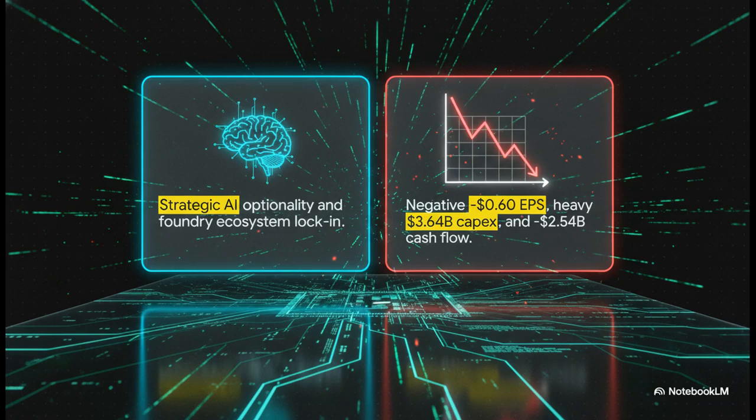But let's look at the bearish reality check. Despite the whole strategic AI optionality and foundry ecosystem narrative, the company is still wildly capital-intensive. They're burning massive amounts of cash, posting a latest quarterly free cash flow of negative $2.54 billion, driven by heavy capex of over $3.6 billion. Add in a negative trailing EPS of 60 cents, and it's clear this is a business funding a very expensive transition, not one printing free cash.